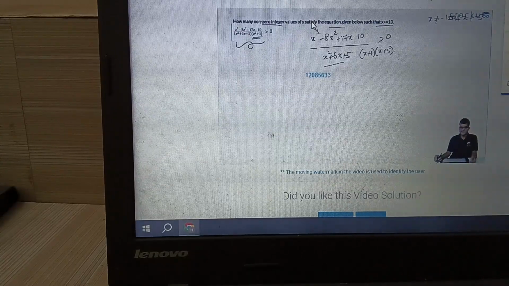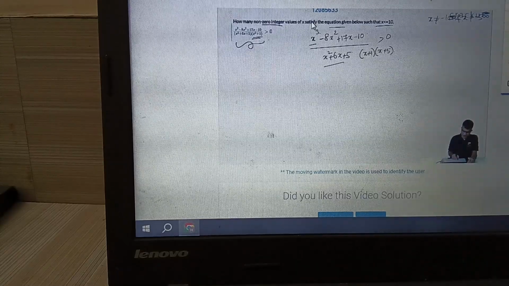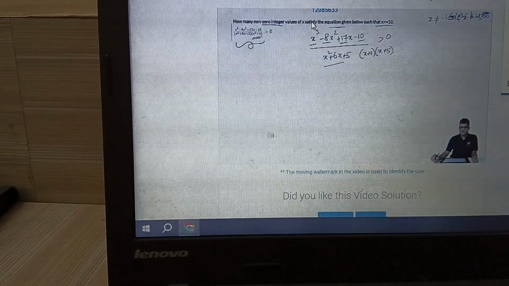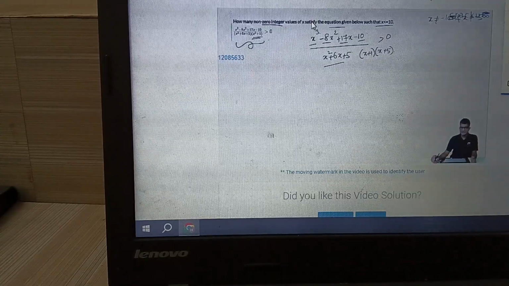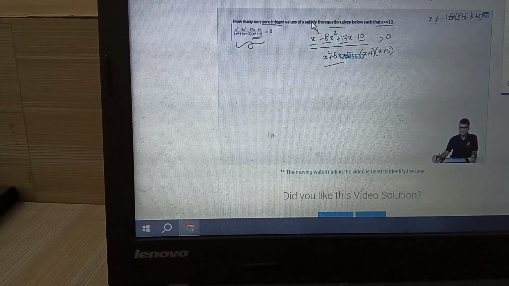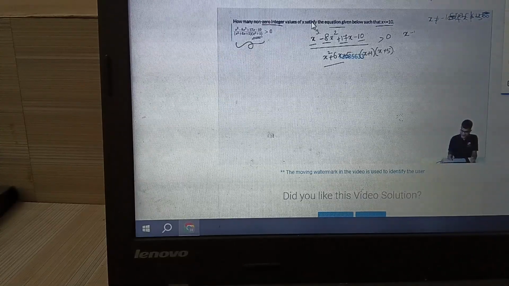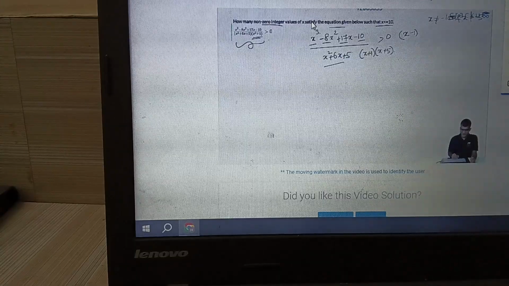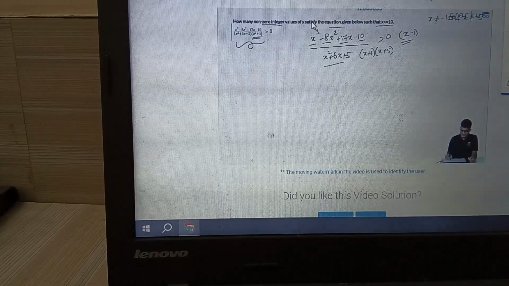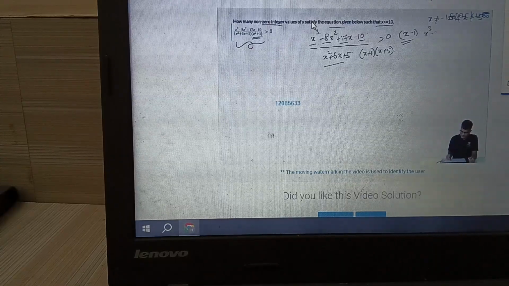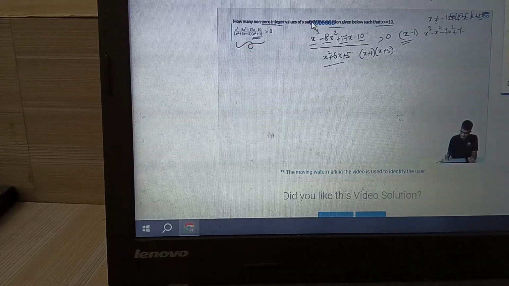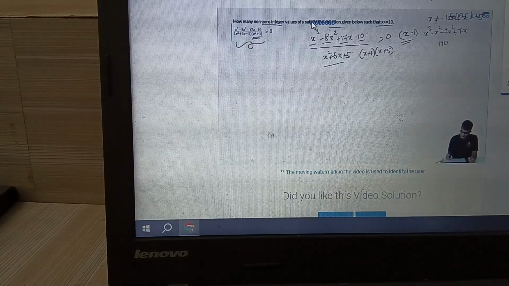What is the numerator? If you are trying to factorize the numerator, it is x cube minus 8x square plus 17x minus 10. If you substitute the value of x to be equal to 1, the numerator becomes 1 minus 8 plus 17 minus 10, which is equal to 0. This would imply that x minus 1 is a factor of the numerator. If you want to take x minus 1 common, this will be equal to x cube minus x square minus 7x square plus 7x plus 10x minus 10.